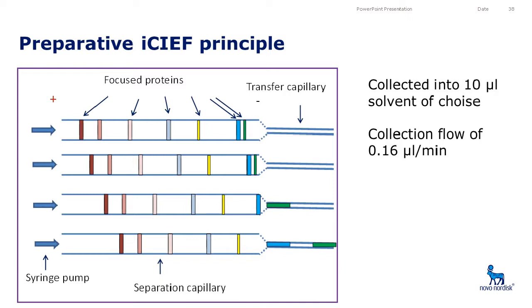So we took some buffer, some amino acid buffer, and the flow for the elution was about 0.16 microliter per minute. So this means that not much volume is added to this 10 microliter. And this could be repeated several times in order to obtain higher concentration for the single fractions.